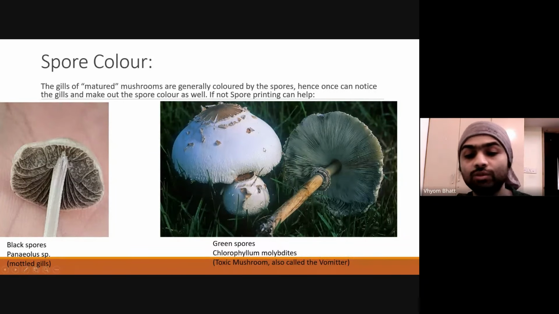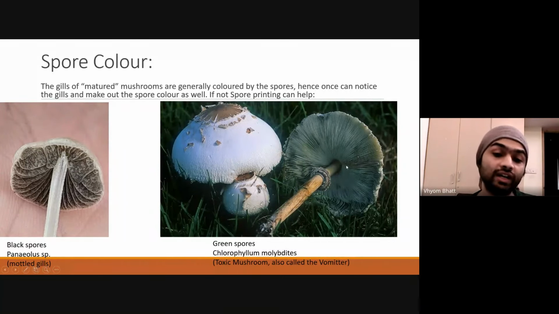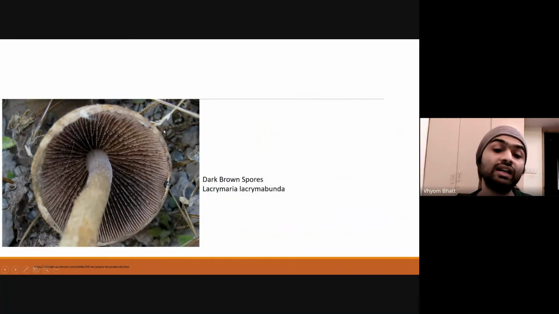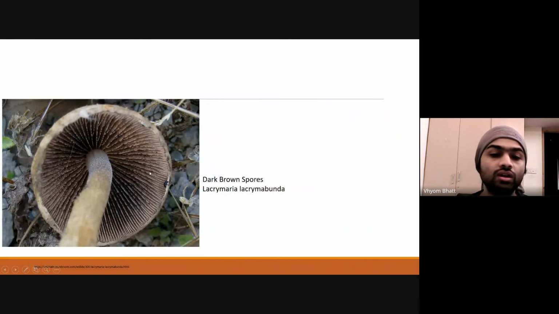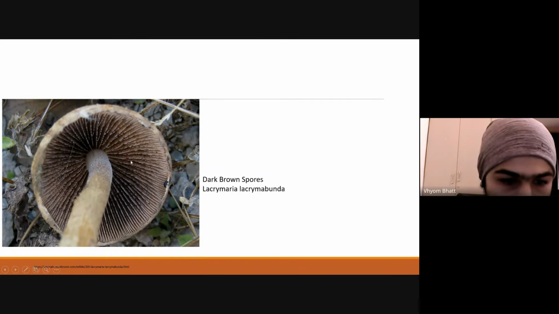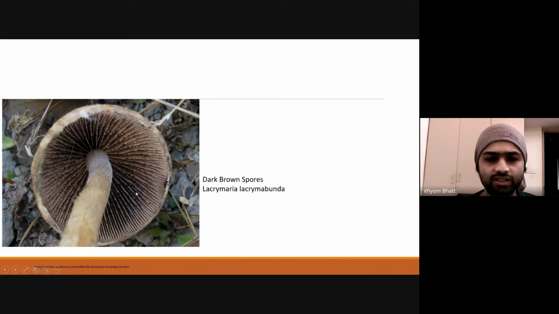Then there is the toxic mushroom. Some people call it the vomiter also, because it can cause gastrointestinal distress. The feature to identify this poisonous mushroom from other edibles is its green spore color. So be careful. Don't eat a mushroom which has green spores. Then we have another type of mottled gills; Panaeolus had black, this has dark brown. It's called Lacrimaria lacrimabunda. I had a very nice picture of this, so I shared it in this presentation.